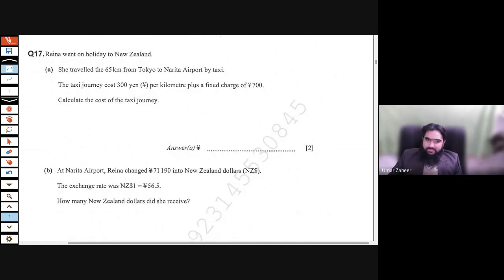Alright, now we have the last question and we are going to end it. Raina went on holiday to New Zealand. She traveled 65 kilometers from Tokyo to Narita Airport by taxi. The taxi journey cost is 300 yen per kilometer, plus there is a fixed charge of 700 yen. Calculate the cost of the taxi journey.